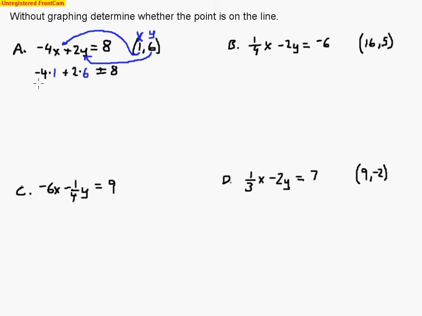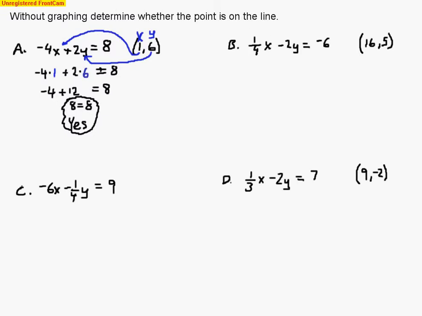So we go ahead and do this work here. Negative 4 times 1 makes negative 4. 2 times 6 makes positive 12. And those two numbers do equal 8. And when the two numbers do equal each other, we say yes, that point is on the line. So there would be our answer. The proof is in the expression here that we evaluated, and if the two numbers agree, yes, the point is on the line.